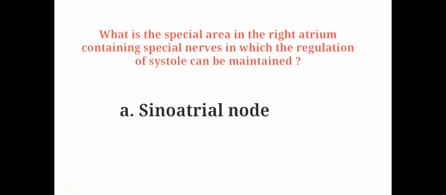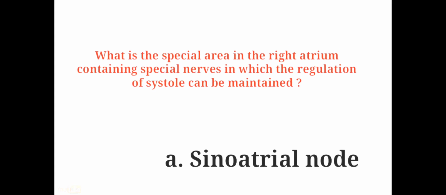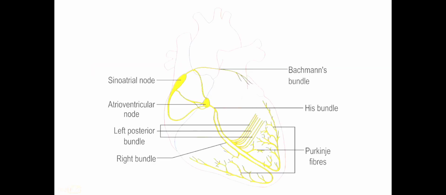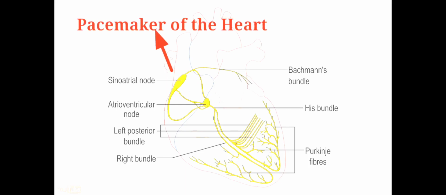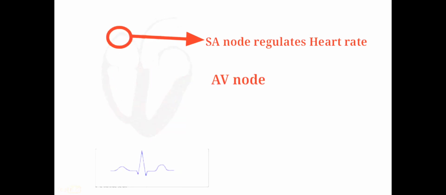Sinoatrial node is the special area in the right atrium containing special nerves in which the regulation of systole can be maintained. The sinoatrial node, also called SA node, is literally the pacemaker of the heart. It regulates heart rate through specialized conduction and first communicates to the atria, causing them to contract, and then communicates to the atrioventricular node, which in turn communicates to the ventricles, causing them to contract.